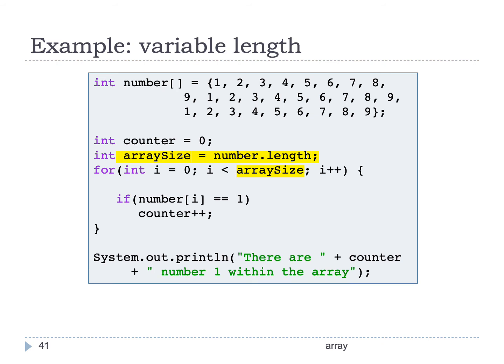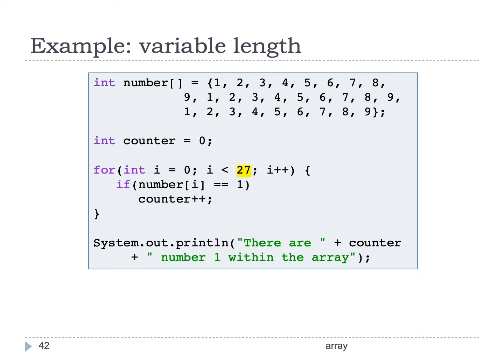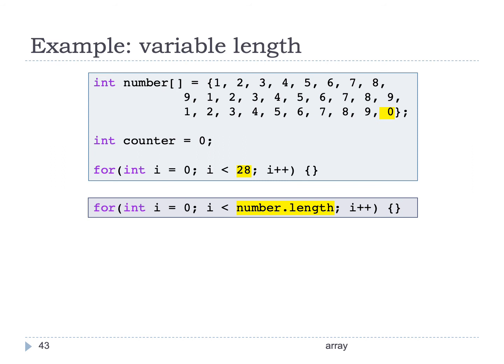We can also do something like this, where we give the value of number.length to a variable, arraySize, and then refer to it within our for loop. Or we can also write the number straight away. This is hard coding it within our program. We normally try to avoid hard coding because, for example here, say that we add another value to our array, then we have to change the length, which is 27 to 28. If we use number.length, we do not need to change it.